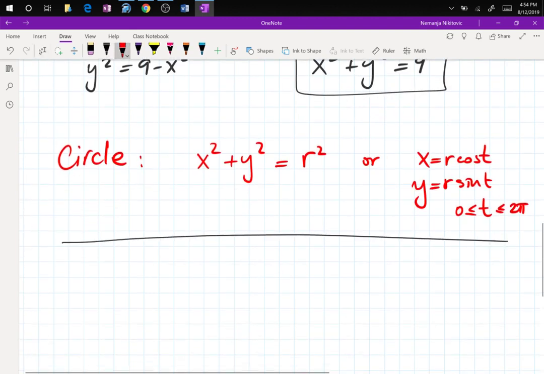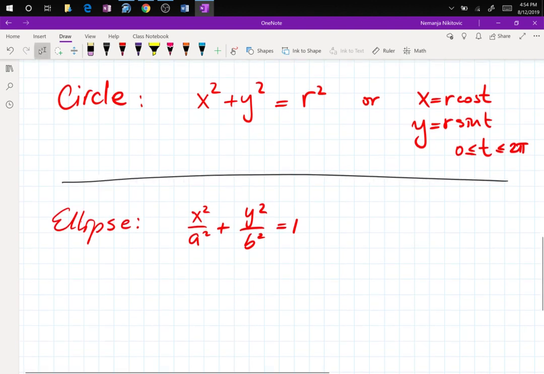What else is cool? Ellipse. Ellipse is cool because you have your x squared over a squared plus y squared over b squared equals 1. Ellipse is a more general circle. Circle is a special case of ellipse. If a equals b and you call it r, then it becomes r squared in the denominator, and when you move it to the other side, it just becomes x squared plus y squared equals r squared. So every ellipse is a circle if a is equal to b.